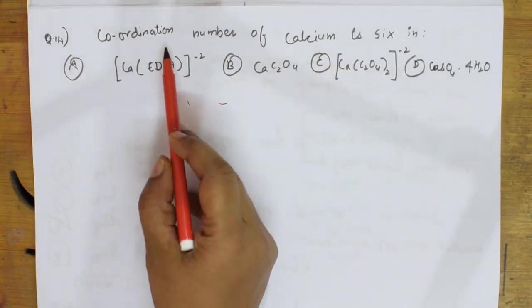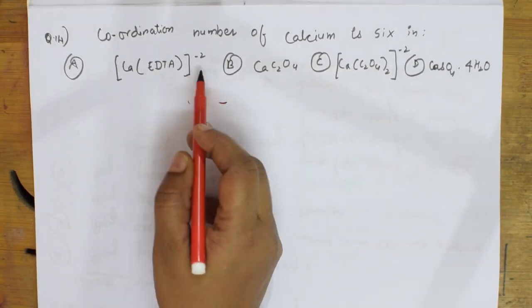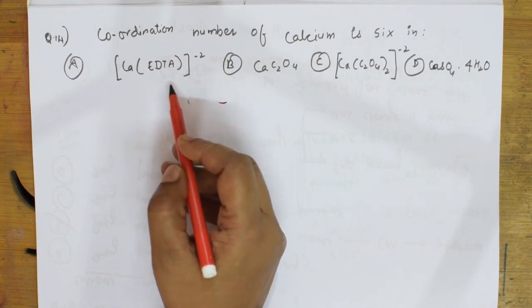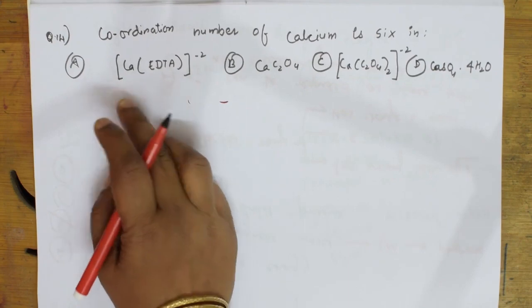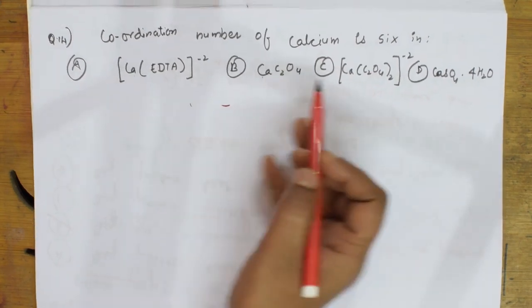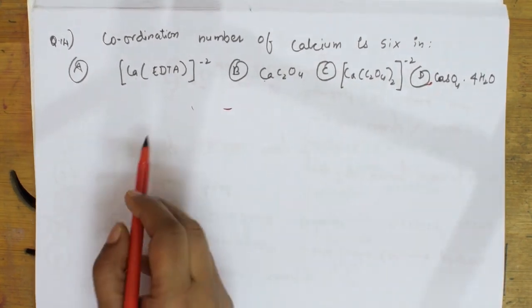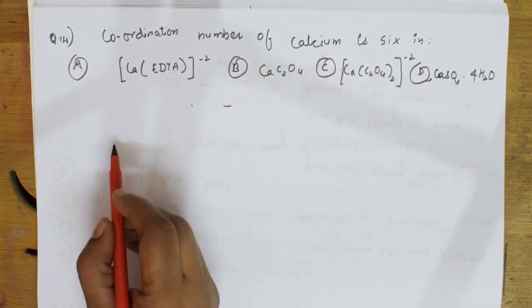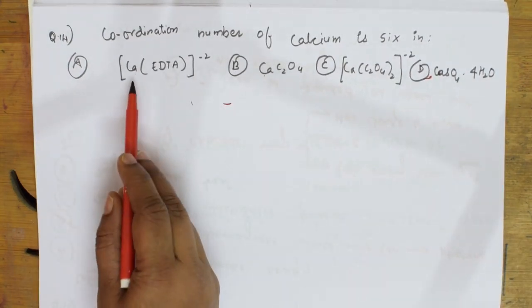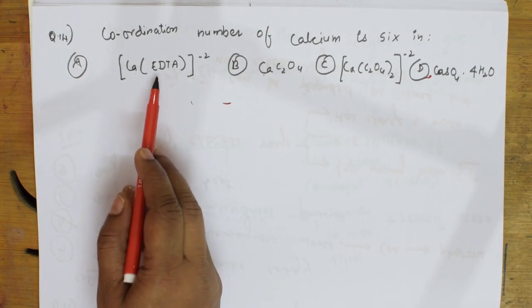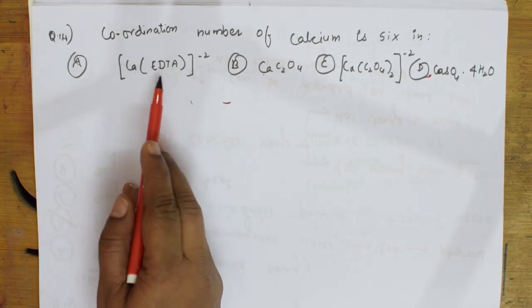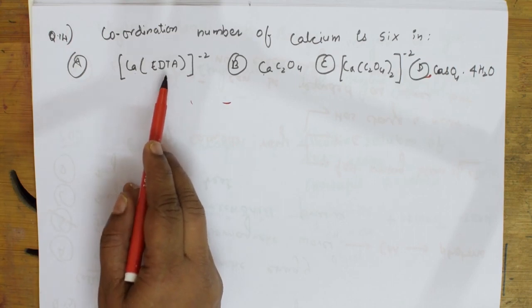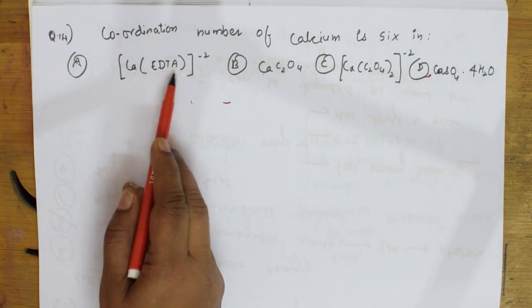So basically, what is coordination number? Coordination number is the number of nearest surrounding atoms, meaning the number of surrounding atoms around the central metal atom. So in this case, calcium is the central metal atom. Right? Let us draw the structure for all. So basically, this is calcium EDTA. What is EDTA? EDTA is nothing but ethylene diamine tetraacetate. Correct?